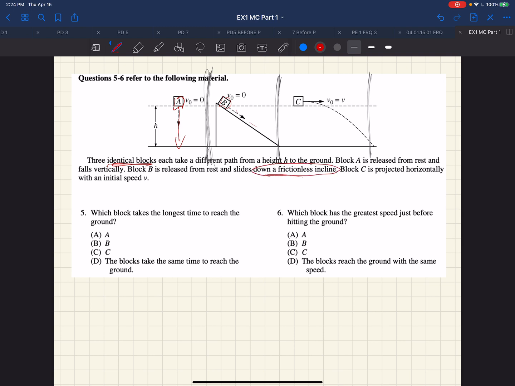There's a frictionless incline. And in block C, there's a block projected horizontally. So this is just hanging in air and someone just launches it horizontally from the same height.